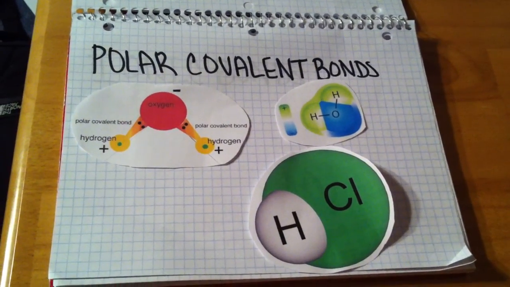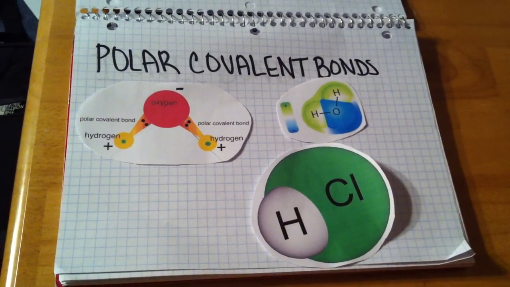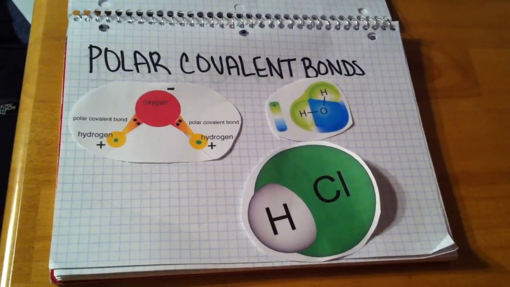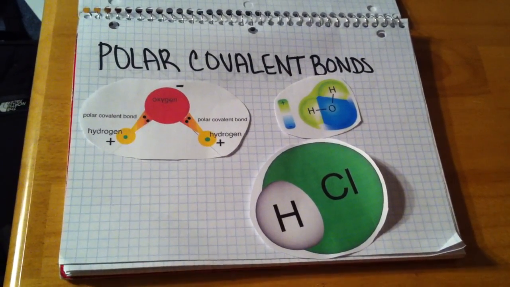In water, the electrons are more strongly attracted to the oxygen than the hydrogen, which makes the oxygen partially negative. In hydrogen chloride, the electrons are more strongly attracted to the chlorine.